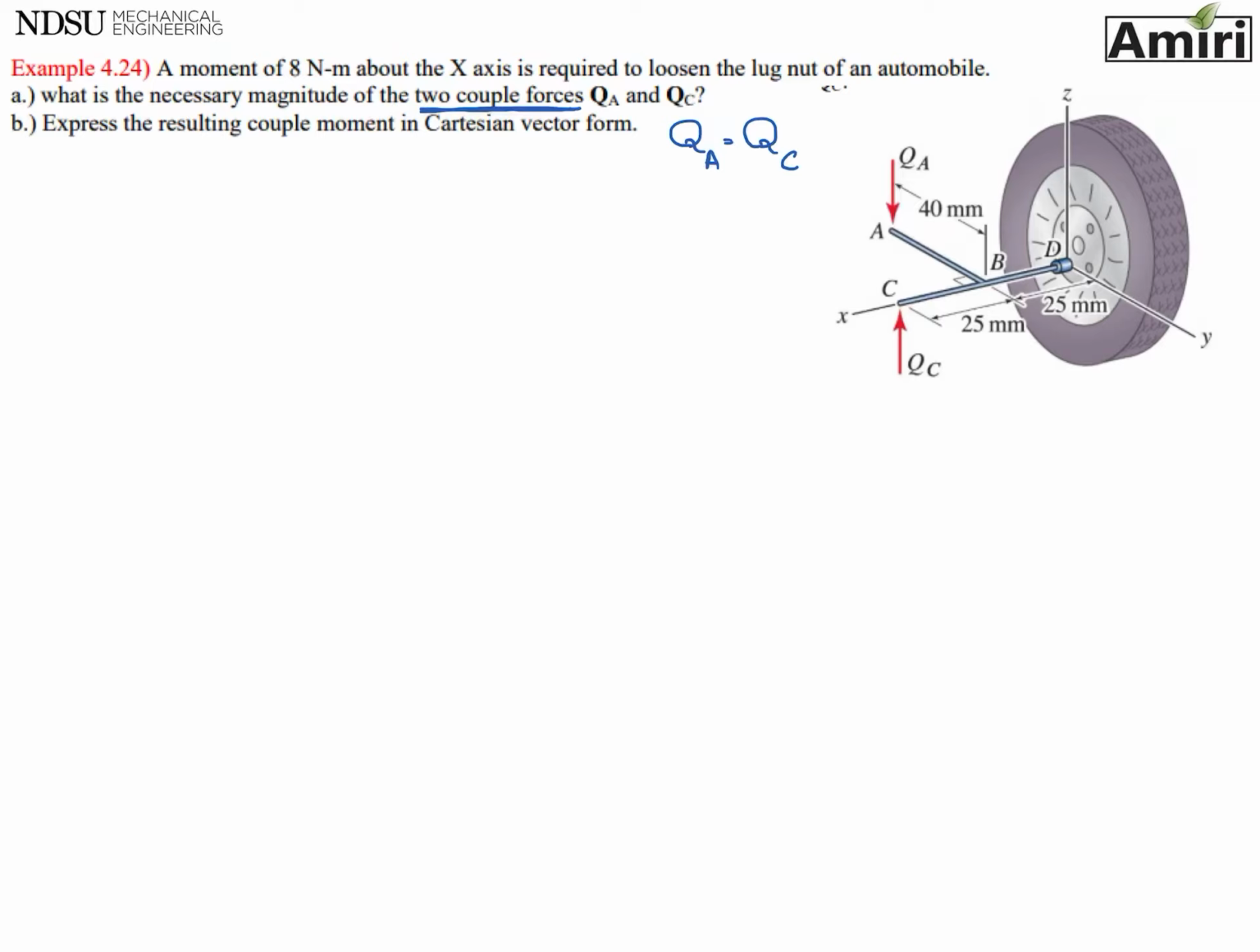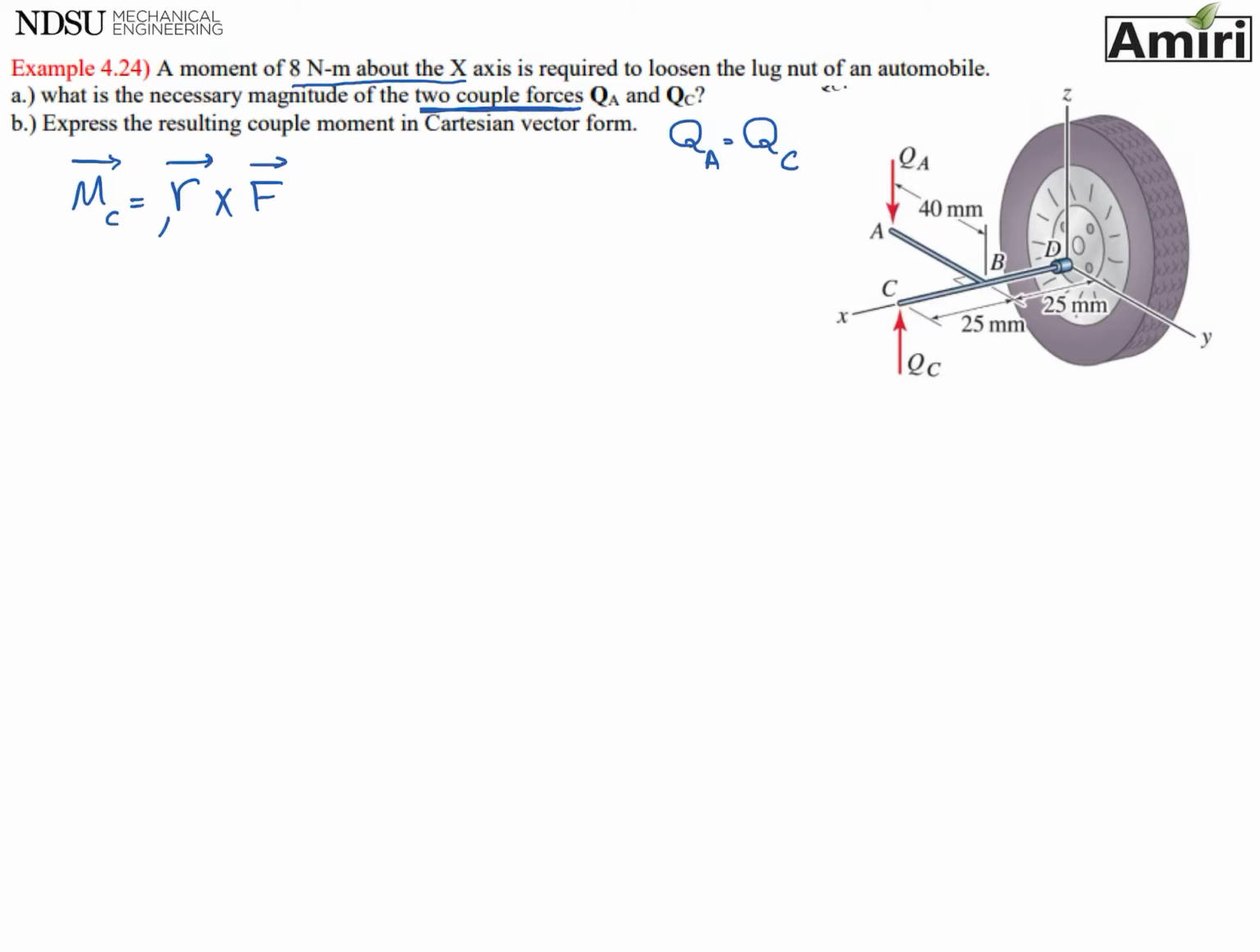And B, express the resulting couple moment in Cartesian vector form. Okay, so I got to find a couple and express it in Cartesian. All I know is about the x-axis. So let's think about it. We had moment about an axis before, which we did using dot product and all that stuff. But before that, I want to look to see what it means. Moment of a couple is a vector, right? And that's going to be r cross f.